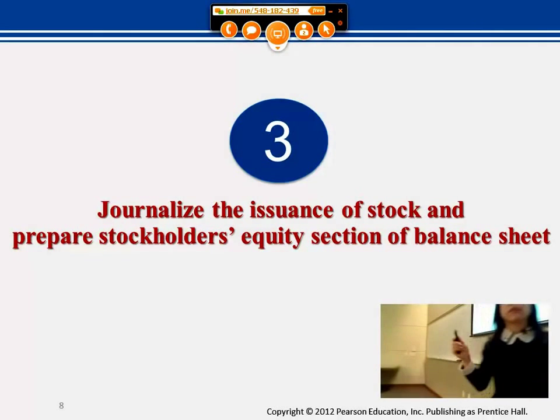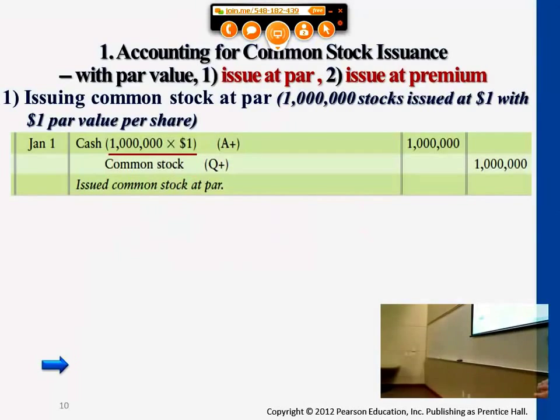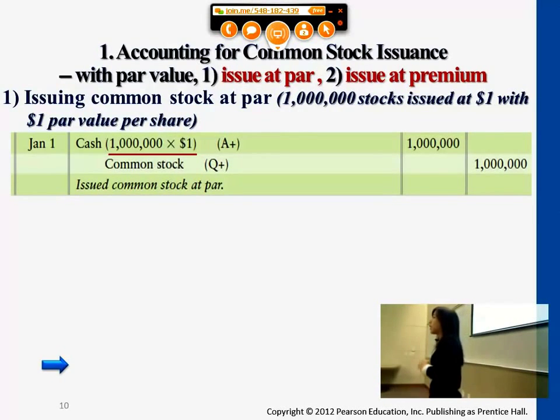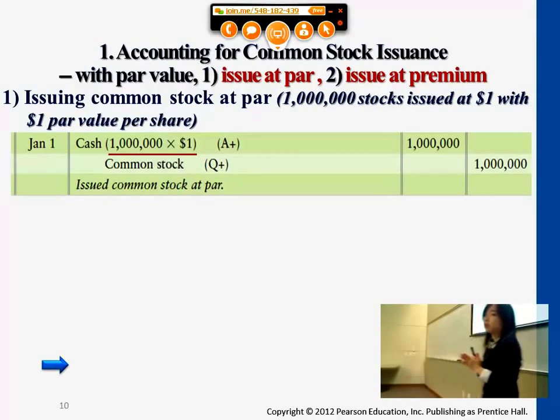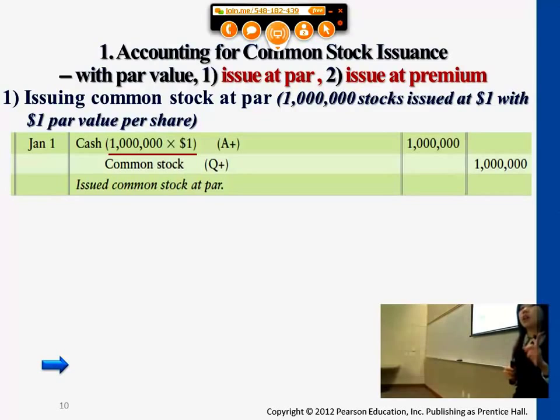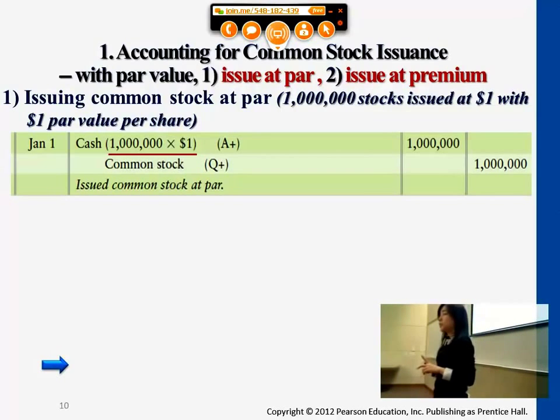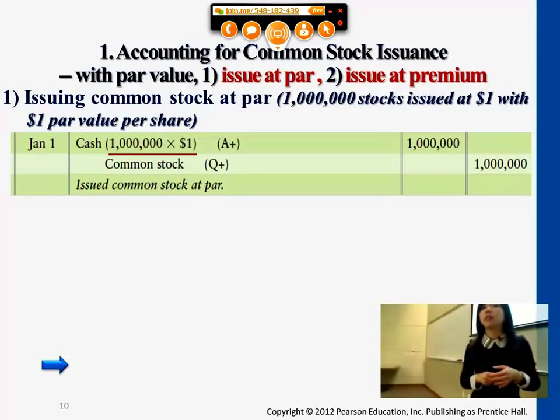Okay, so let's take a look at the first case. Let's say we're issuing stock, and at the beginning, the face value and the issue price coincidentally are the same. The face value of each stock is $1, and we're also issuing this stock at $1. Now let's say the number of stocks issued is 1 million.